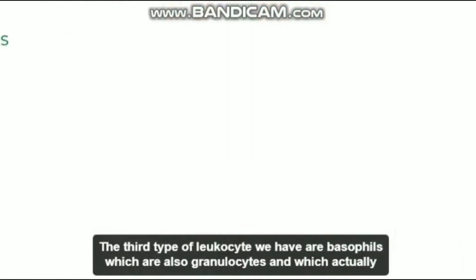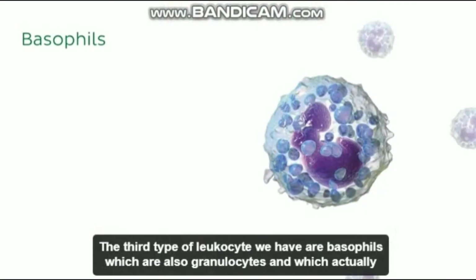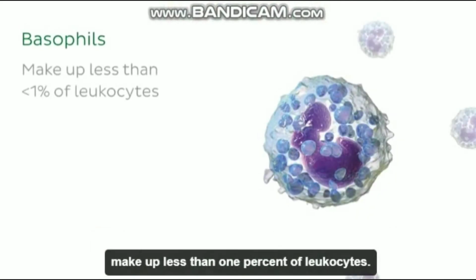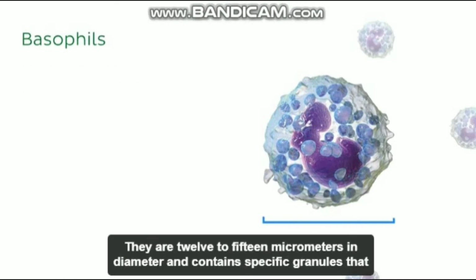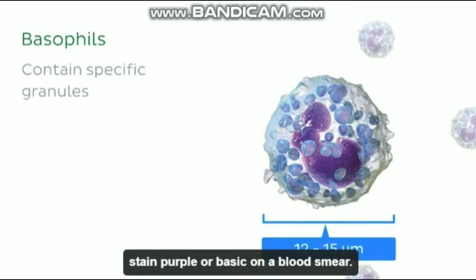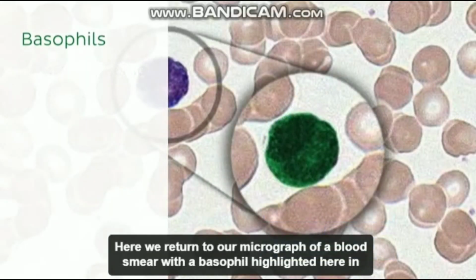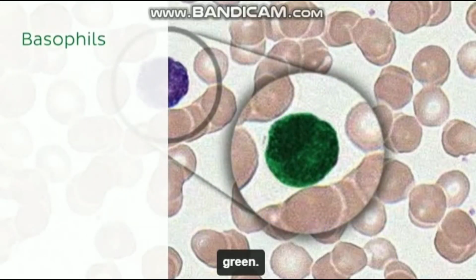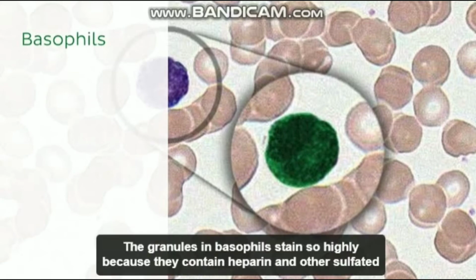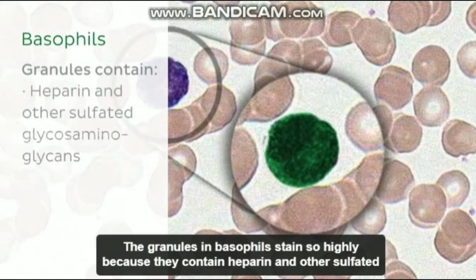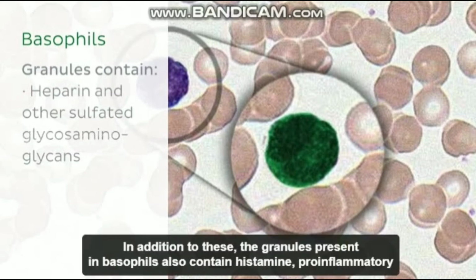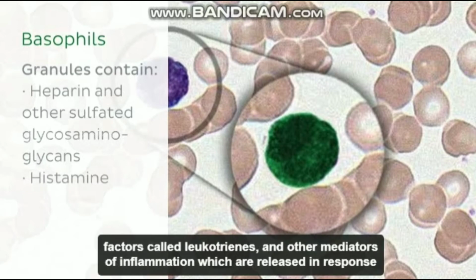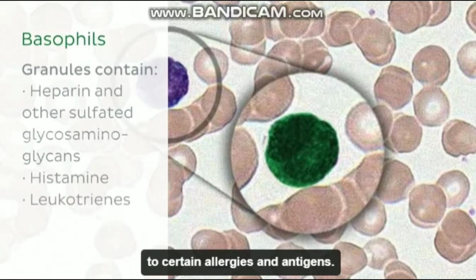The third type of leukocyte we have are basophils, which are also granulocytes, and which actually make up less than 1% of leukocytes. They are 12 to 15 micrometers in diameter and contain specific granules that stain purple or basic on a blood smear. Here we return to our micrograph of a blood smear, with a basophil highlighted here in green. The granules in basophils stain so highly because they contain heparin and other sulfated glycosaminoglycans. In addition to this, the granules present in basophils also contain histamine, pro-inflammatory factors called leukotrienes, and other mediators of inflammation, which are released in response to certain allergies and antigens.